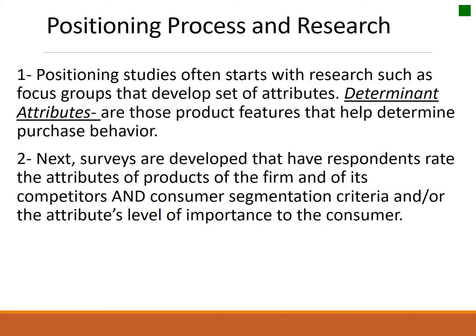The next thing we want to do, once we know what the determinant attributes are, number 2, is go out and survey customers, and measure specifically how we perform on those determinant attributes and how our competitors also perform on them. Okay, so we need to know from the consumer's perspective, on a scale, how well we do and how well our competitors do on the determinant attributes used to decide whether they're going to make the purchase decision or not. The other thing that we want to do is measure our consumers' level of interest or importance for each attribute as well.